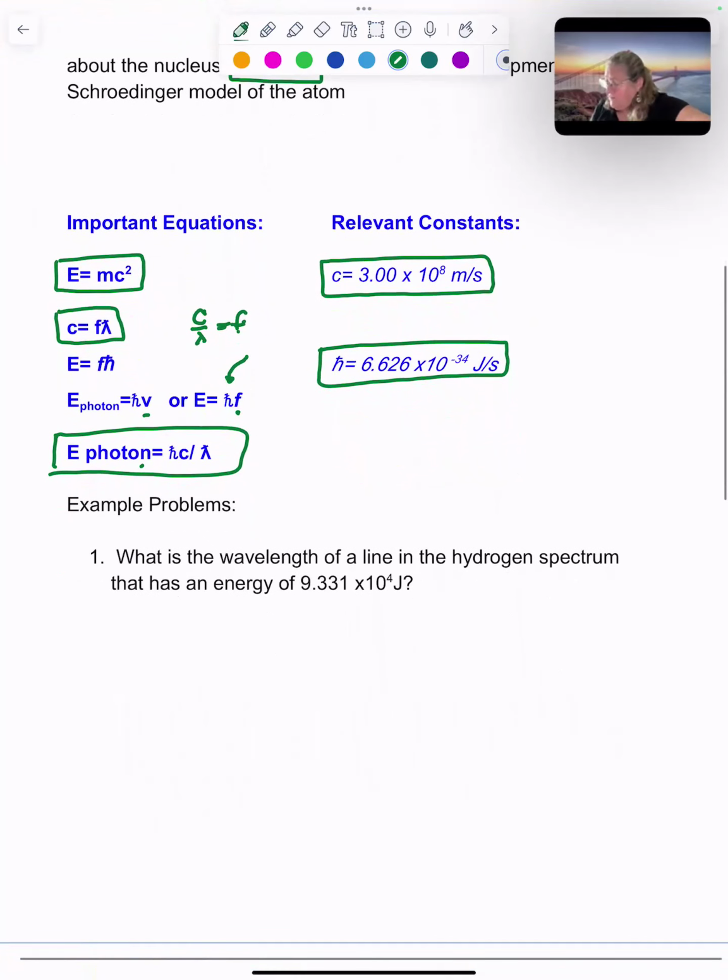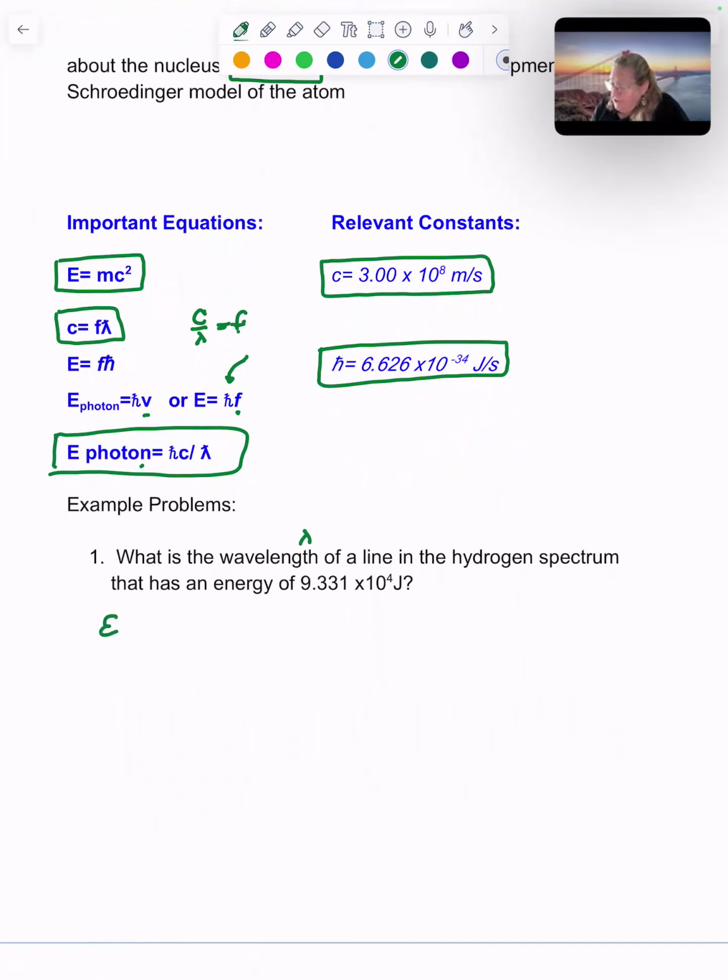What is the wavelength? So we want to find lambda. So I'm going to mark lambda because I know that's what I'm looking for. Of a line in the hydrogen spectrum that has an energy. So my energy is 9.331 times 10 to the fourth joules. Well, I want to find wavelength, so I'm going to need an equation that has energy and wavelength in it. Well, this one right here looks like a good one.